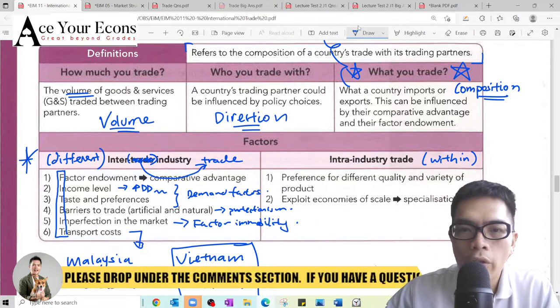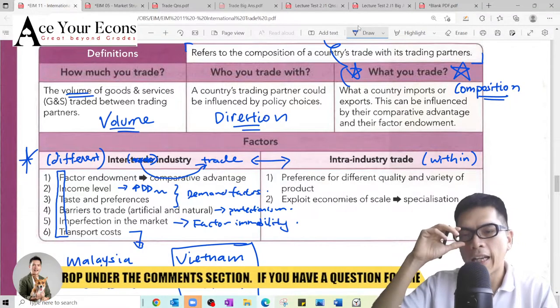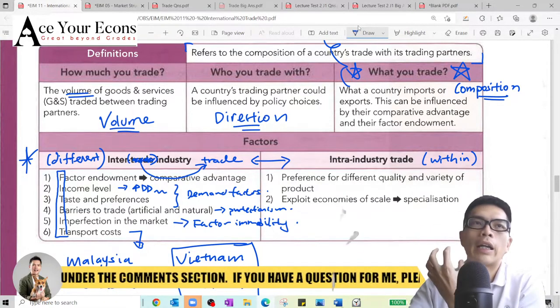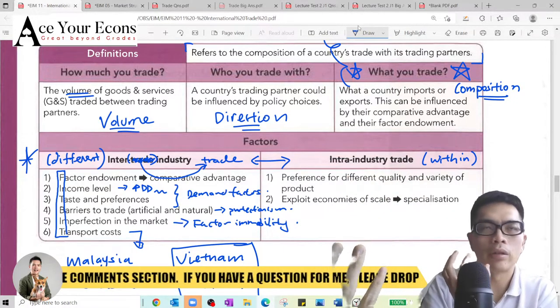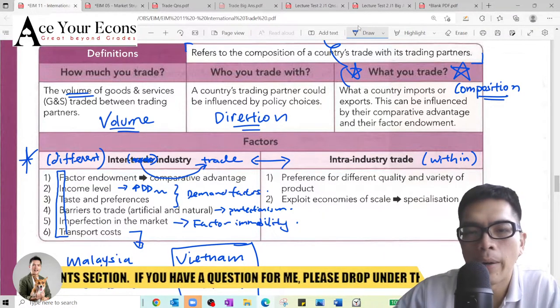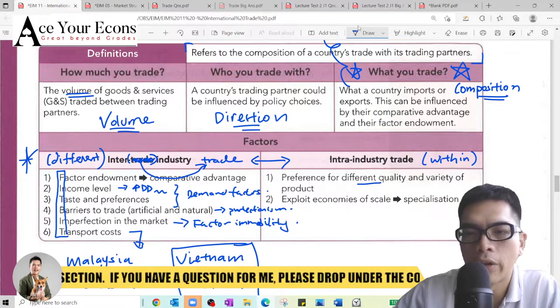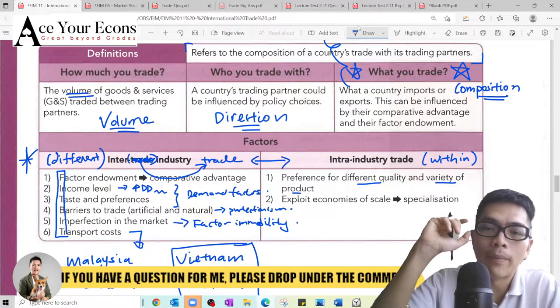Now, I'm going to move on to the right side, intra-industry. Why do industries engage in trade even if they're producing a similar good? Number one, there are preferences for different quality and different variety of product. Best to learn from examples, right?